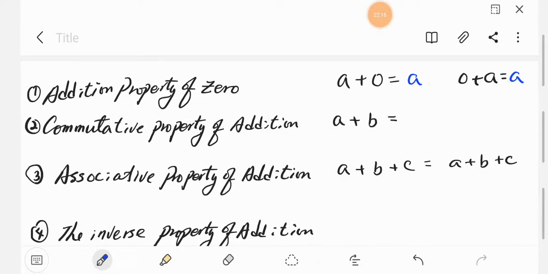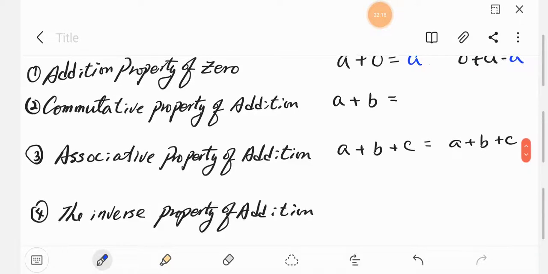Very important. And then the commutative property of addition. This means you are adding two numbers, a and b. Then you can switch these two. Change the order of a and b. So you can make it b plus a. So switch these two. That is called the commutative property of addition.